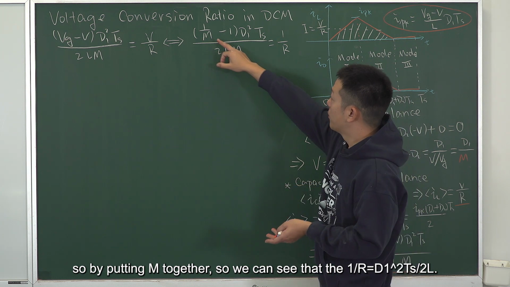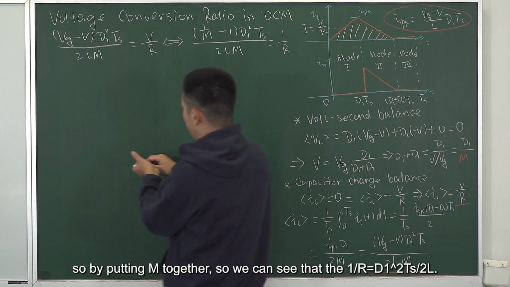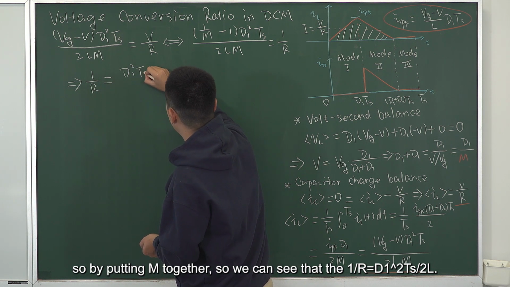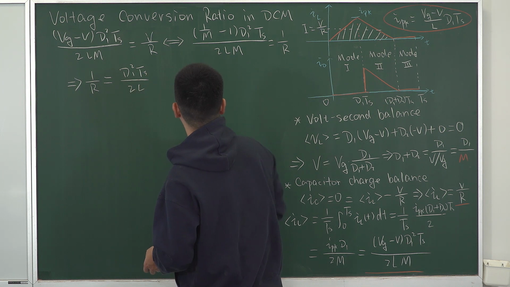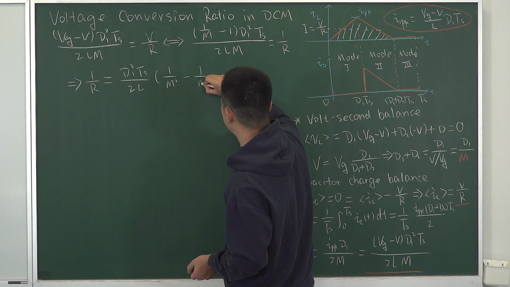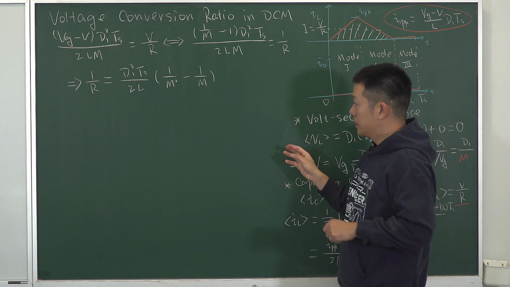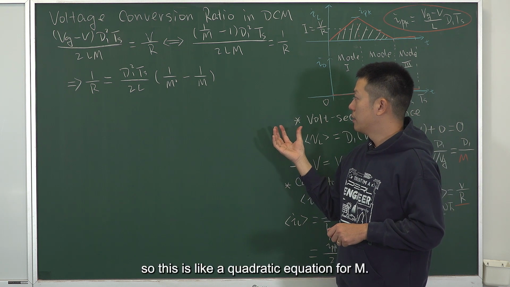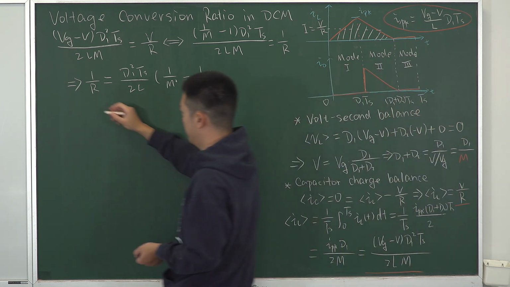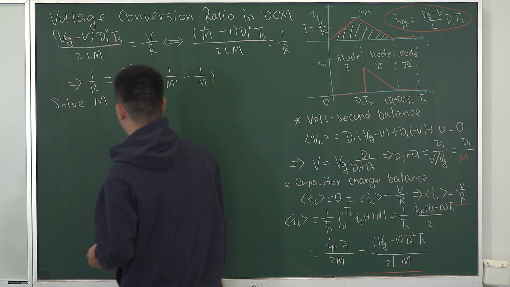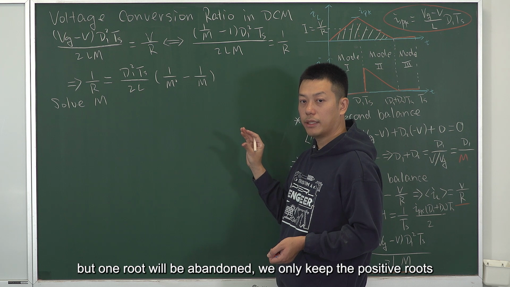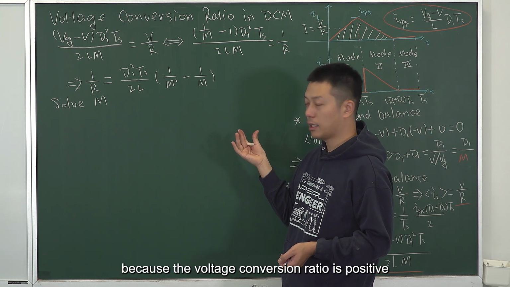So by putting M together, right? We can see that 1 over R equals d1 square Ts over 2L. So the M terms are placed together. We will have 1 over M square minus 1 over M. So this is like a quadratic equation for M, right? So we can solve M based on high school math. It's like a parabolic function. So M will have 2 roots, but 1 root will be abandoned. We only keep the positive root because the voltage conversion ratio is positive.